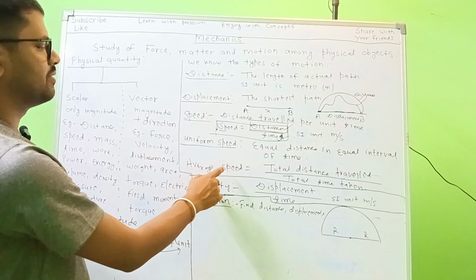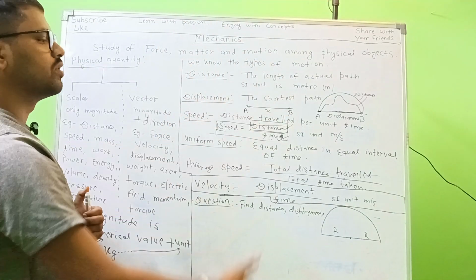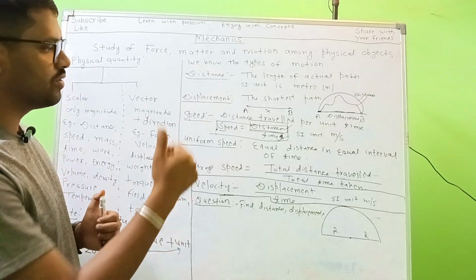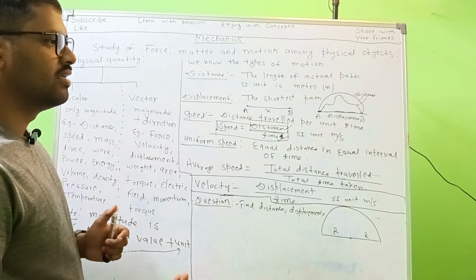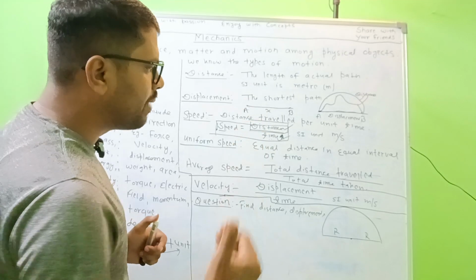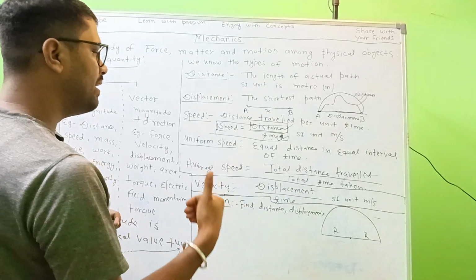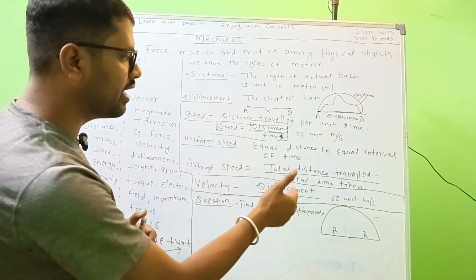Then comes average speed. What is average speed? Suppose from here we are going to Tumkur. When we are going from here to Tumkur, in between we can stop, we can have some tea, coffee. And we are returning back. So they may ask you, what is the average speed of your journey while going and coming both?